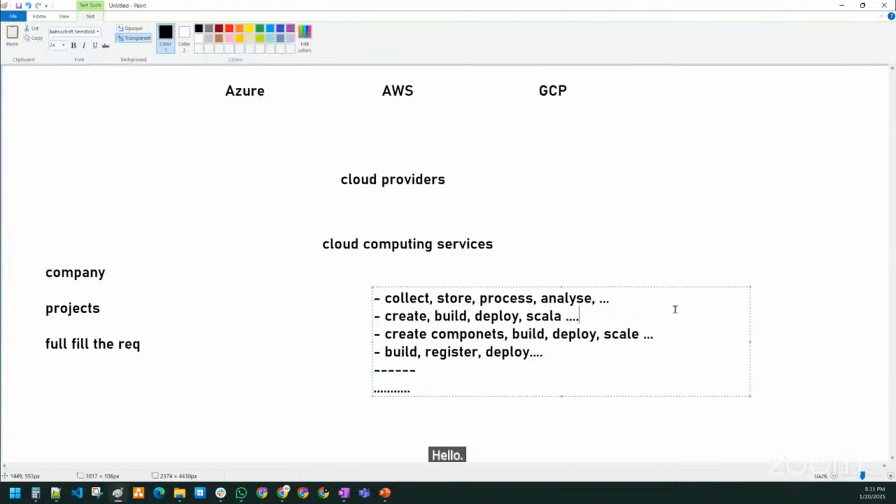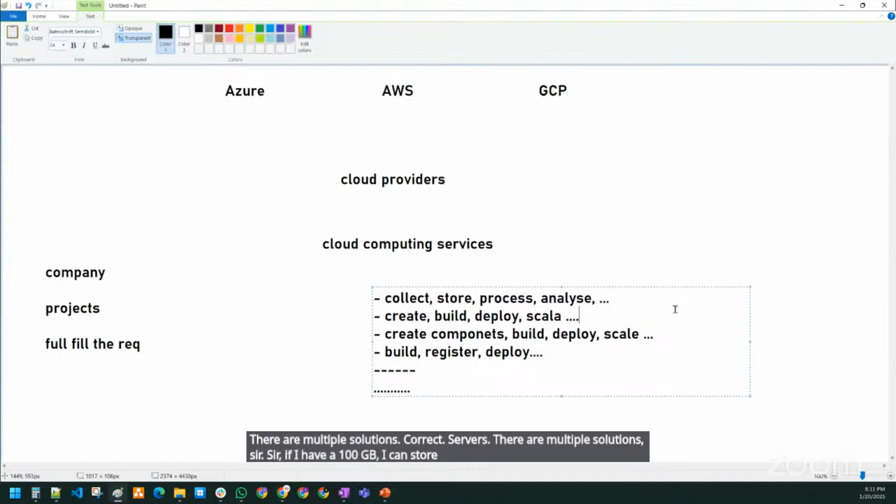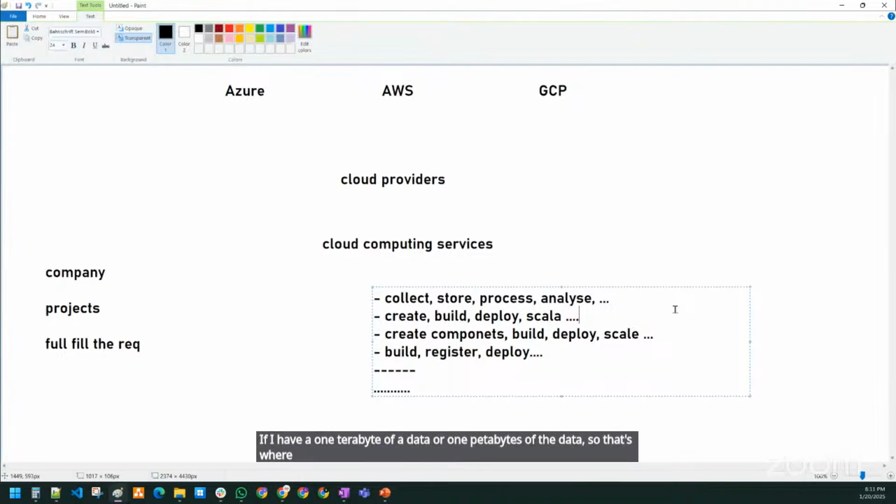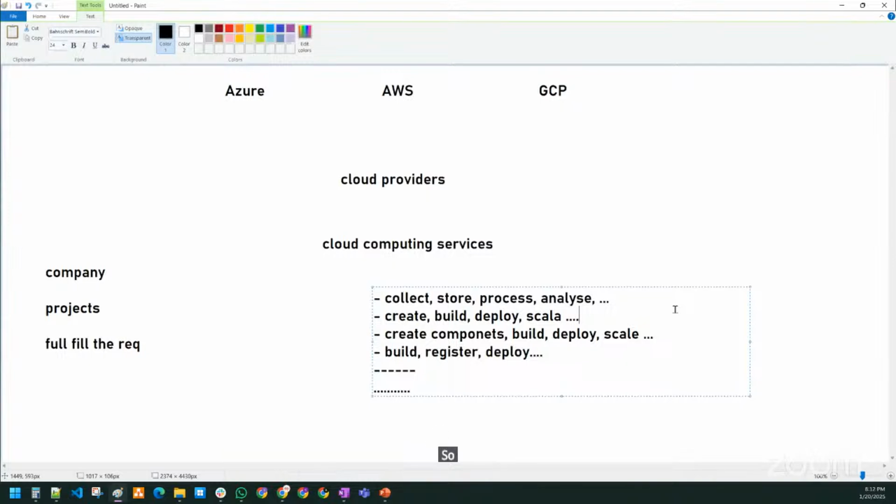Sir, if I have 100 GB, I can store it in some server. If I have 1 terabyte of data or 1 petabyte of data, that's where the data is becoming huge, that I cannot, as a person, manage it, or as a server, I cannot manage within the server. So that's where you are looking for a different solution where it could store any amount of data.